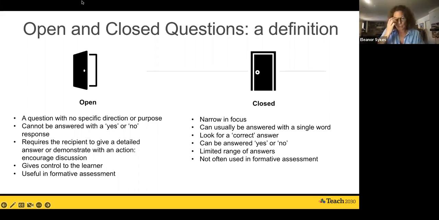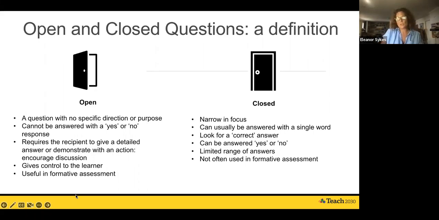So by definition, it requires the recipient to give a detailed answer or to demonstrate with an action, and encourages discussion. It gives control to the learner. It gives the control to the person actually answering the question, because they can dictate where the conversation goes and the information that they give, and they feel more in control rather than just giving a one-word yes or no answer.